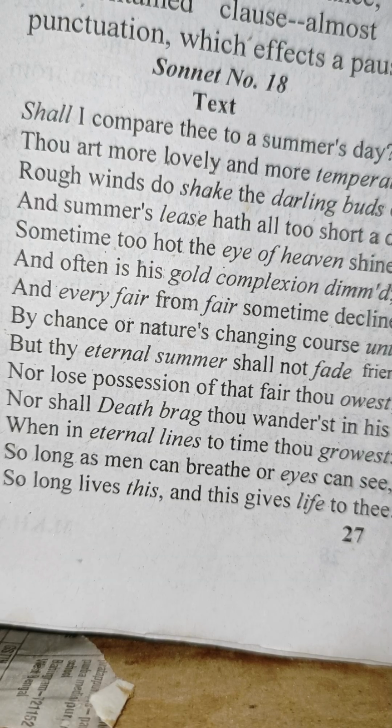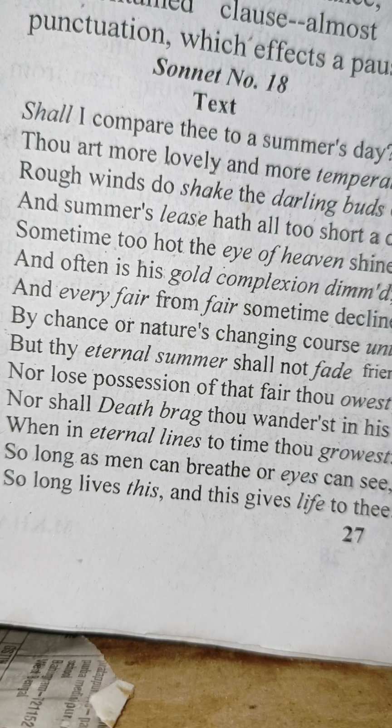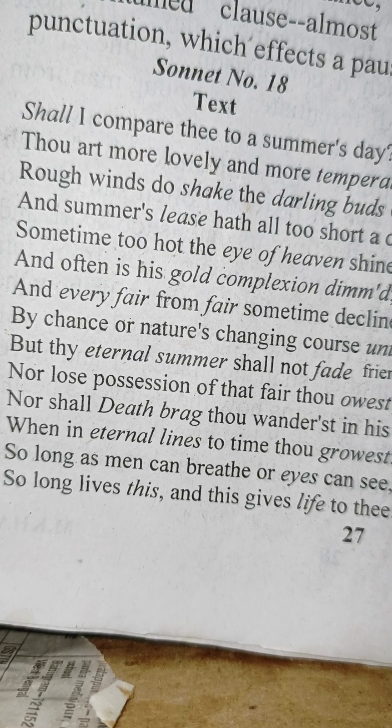So, from the aspect of Aristotle, the summer's beauty is not perfectly beautiful because all its beautiful elements are changing, not everlasting. The beautiful elements of summer's beauty are destroyed by the changing course of time. By chance or nature's changing course untrimmed: nature is uncontrollable, untrimmed, rampant, it can bring about everything.